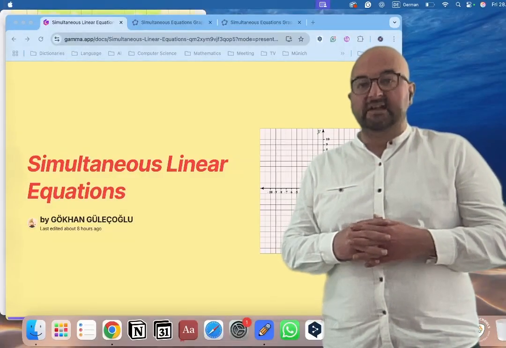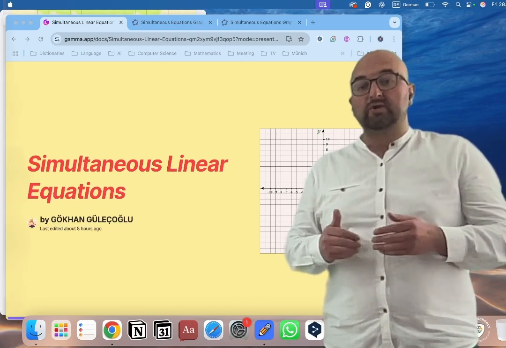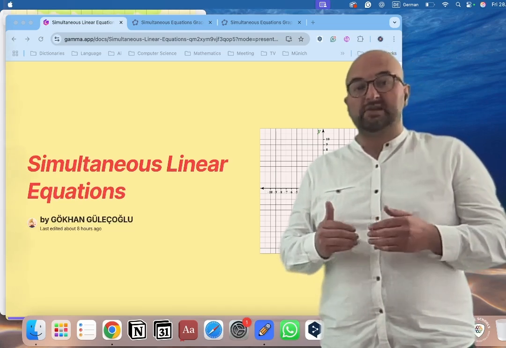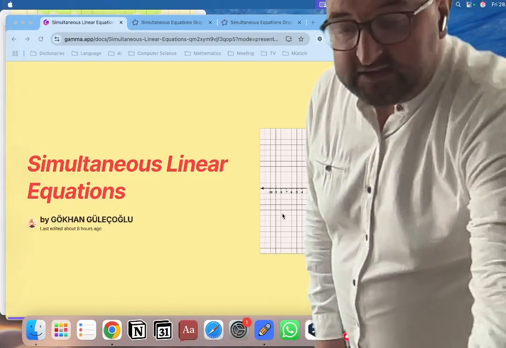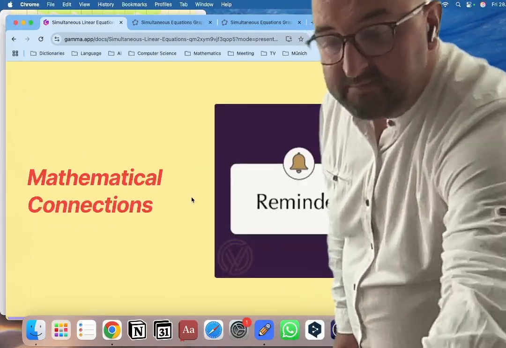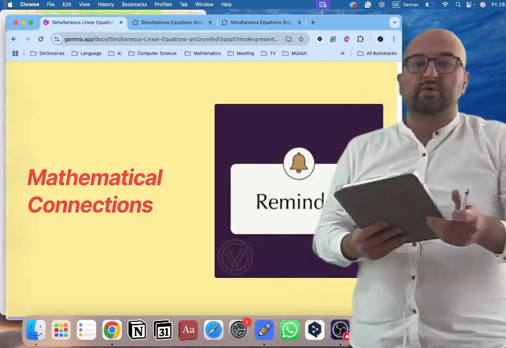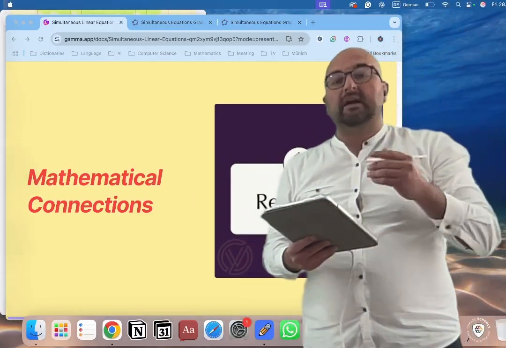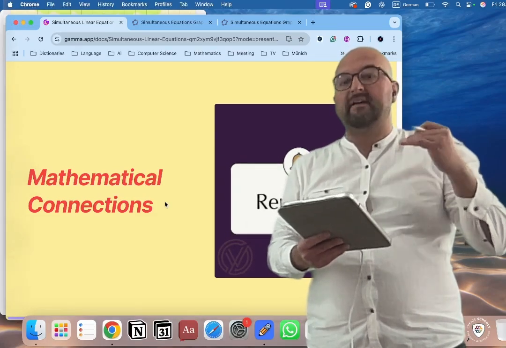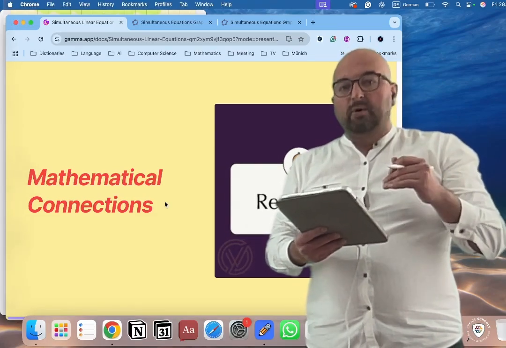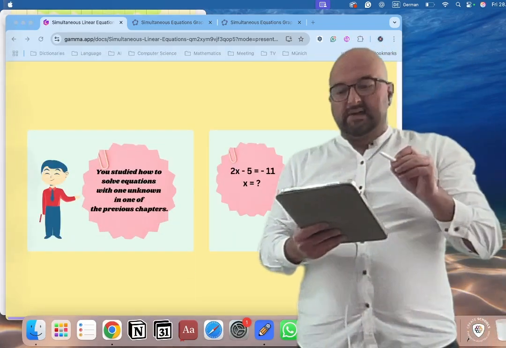I'm a math teacher. In this lesson, we will learn simultaneous linear equations, how you can solve two different equations simultaneously. But before the lesson, you have to remember some mathematical connections. First of all, how you can solve the equations with one unknown letter or variable. Please pause the video and try to solve these two equations.